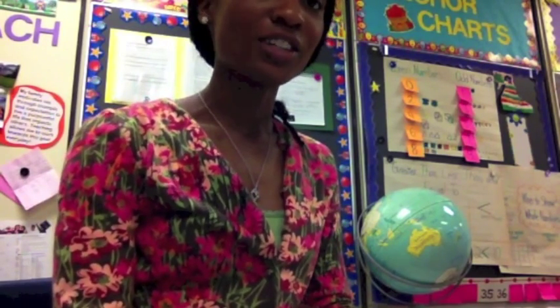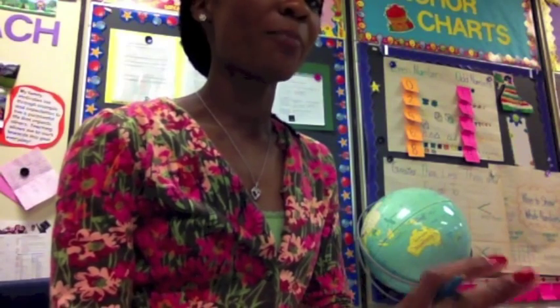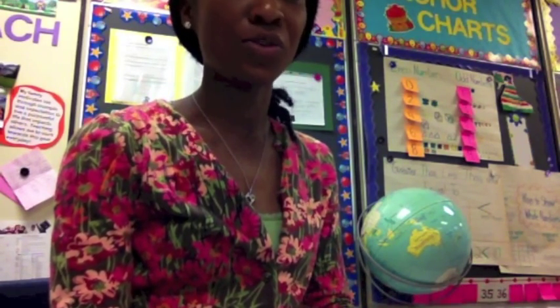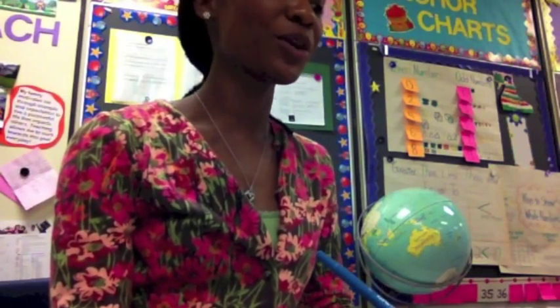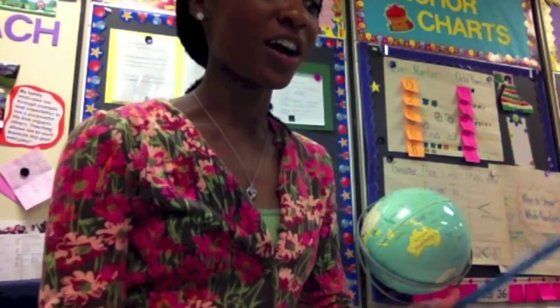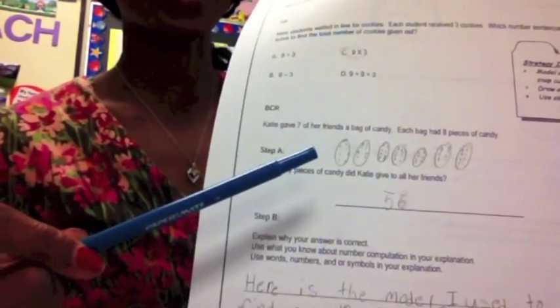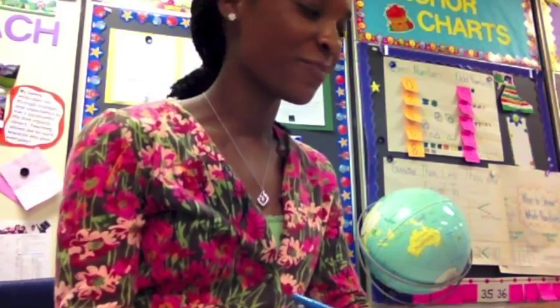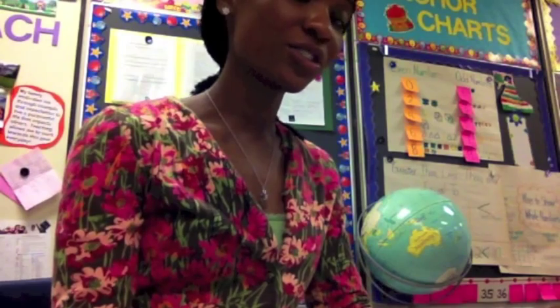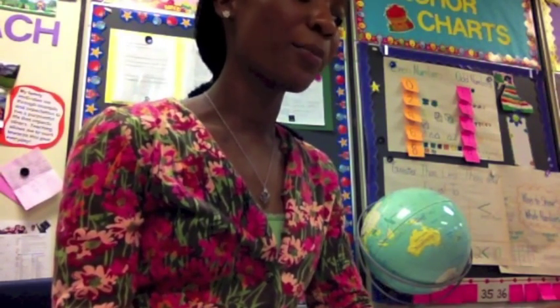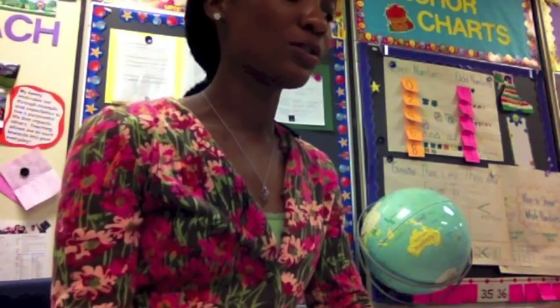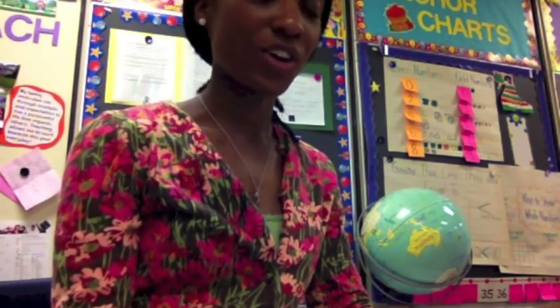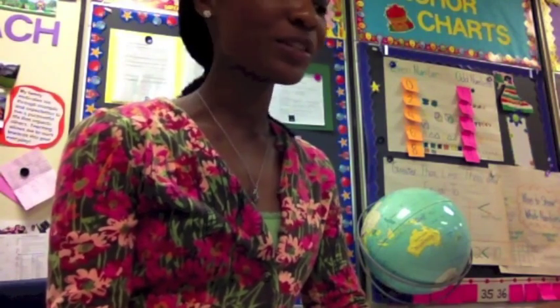In step A, students are provided with time to use any type of strategy to come up with an answer. And so the student here provided their answer of 56 and also included a model. Step B is where they provide reasoning or an explanation for their response. Step B says, explain why your answer is correct. Use what you know about number computation in your explanation. Use words, numbers, and/or symbols in your explanation. And this was the student's response.